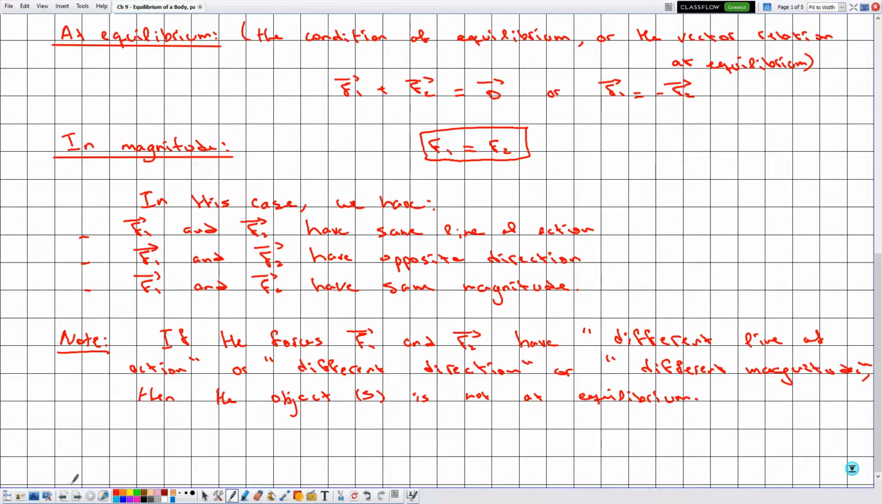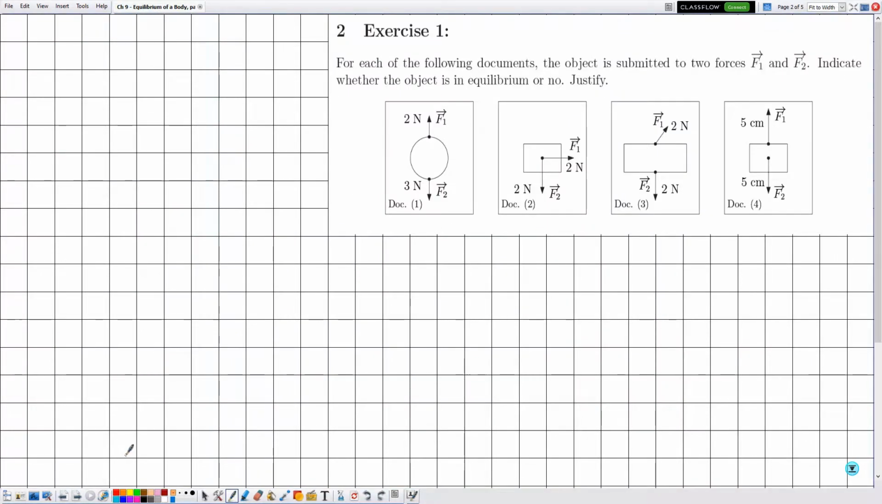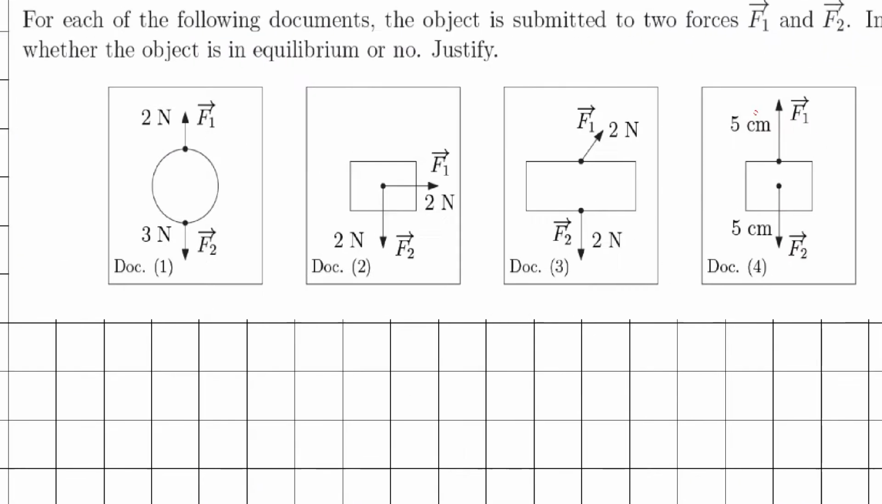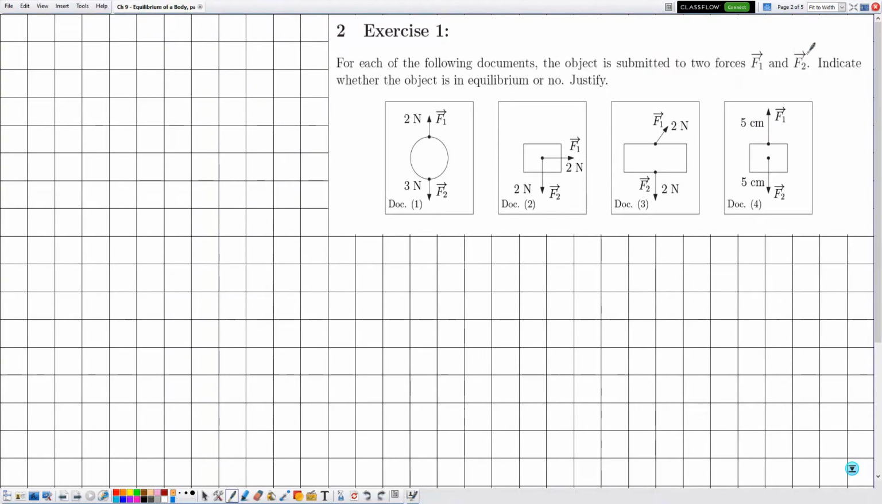And let me solve the following exercise as a direct application of what I have just explained. Section number 2, exercise number 1. They are telling me: for each of the following documents, the object is submitted to two forces F1 and F2. Indicate whether the object is in equilibrium or not, and justify. So it's important that we are only discussing a solid S being subjected to only two forces. This is not the case of 3 forces, 4 forces, etc. It's only the case of 2 forces. Let me start with document 1.